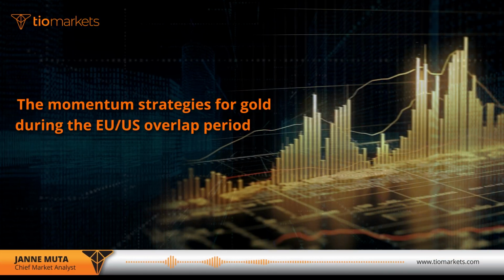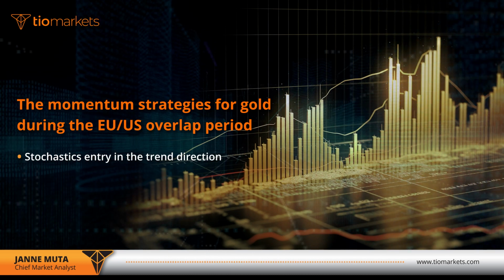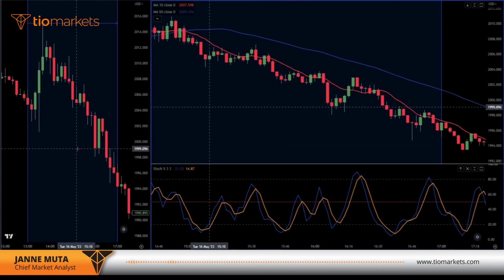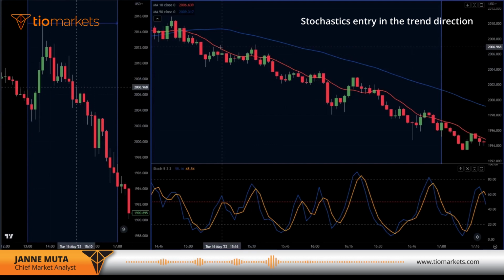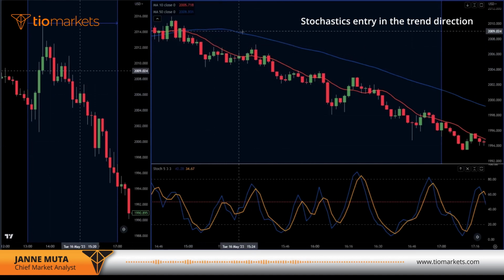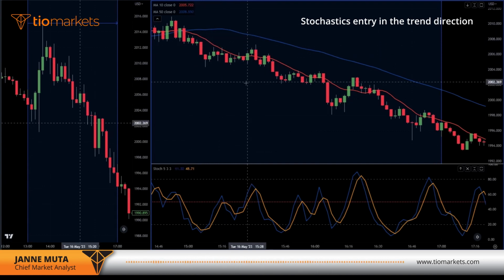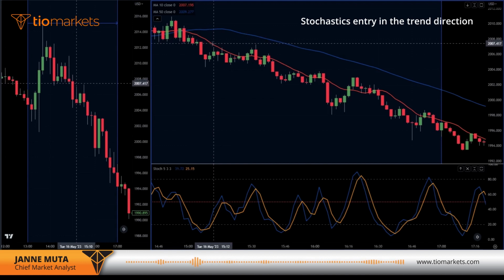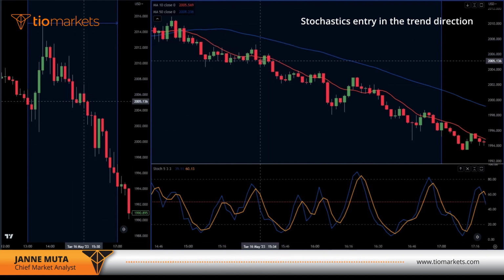The next strategy we can study is stochastics entry in the trend direction. So for this we use three indicators. We have two moving averages, 10 period on the red here and 50 period on blue. And we want to see a trend developing. We want to see the red moving average, the faster moving average, moving below the slow moving average.